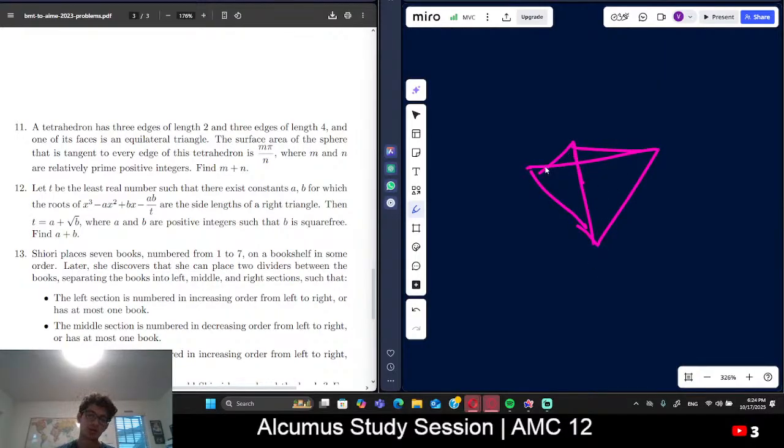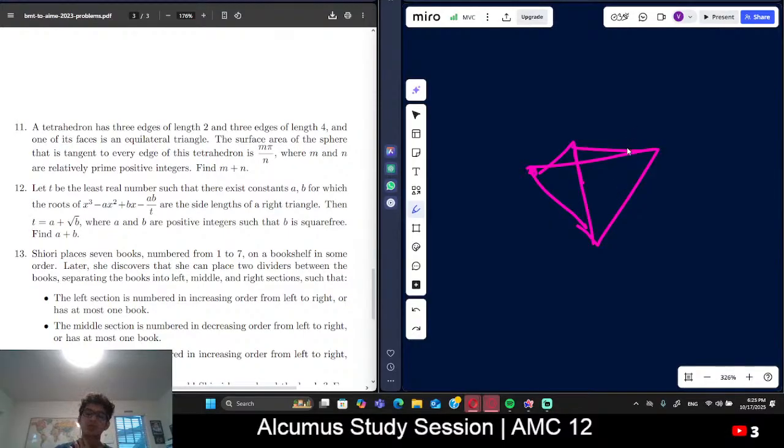So that's our tetrahedron. How do we want to draw it? How do we want to assign the stuff? Oh, okay. So there's a sphere inside this somewhere. Okay, no, that makes it a little harder.